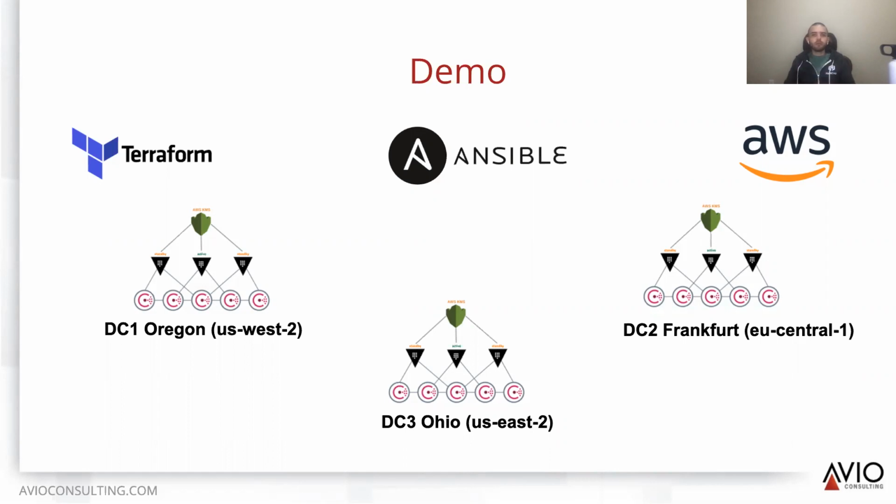For those of you who never heard about Terraform or Ansible, Terraform is HashiCorp's solution for infrastructure as code. It's a tool for basically building, changing, and managing infrastructure in a safe and repeatable way. And Ansible is a configuration management and application deployment tool.